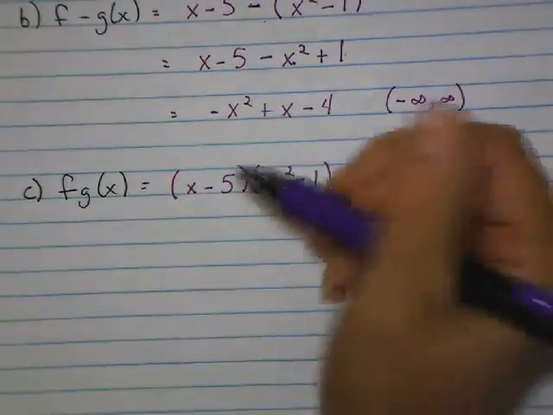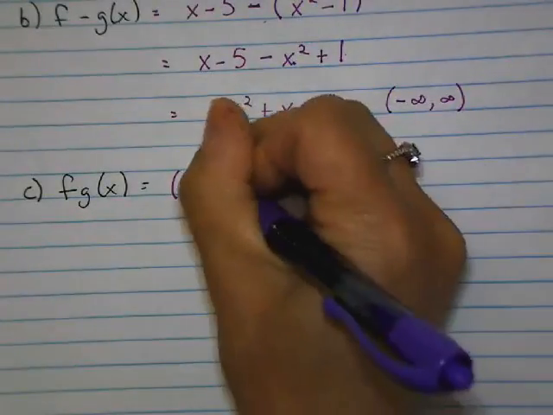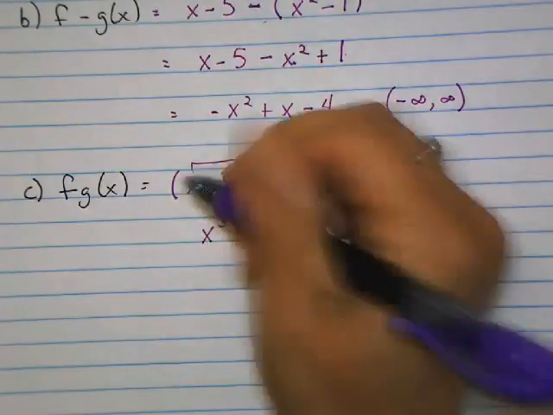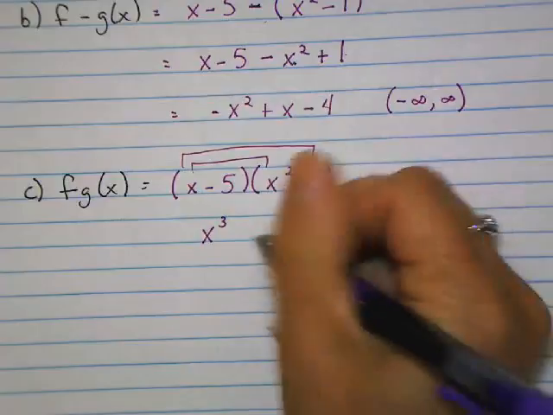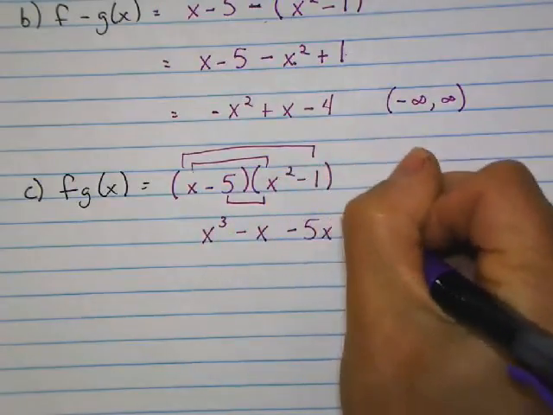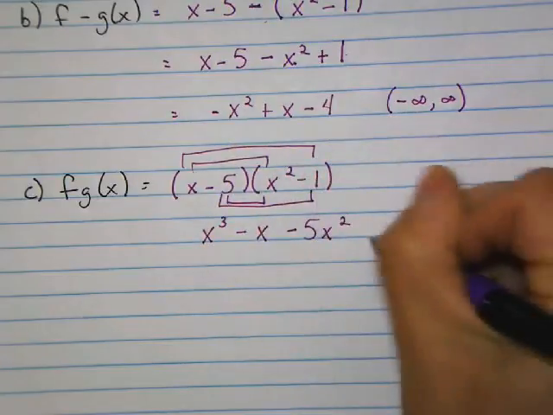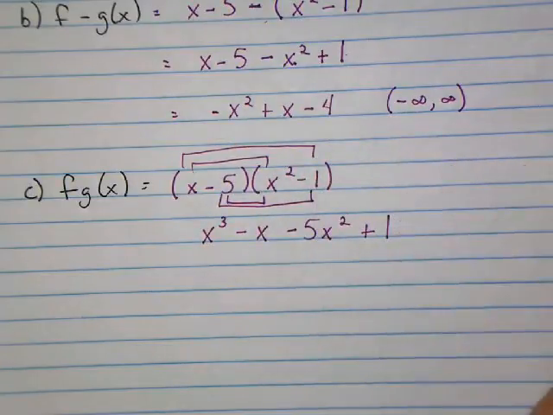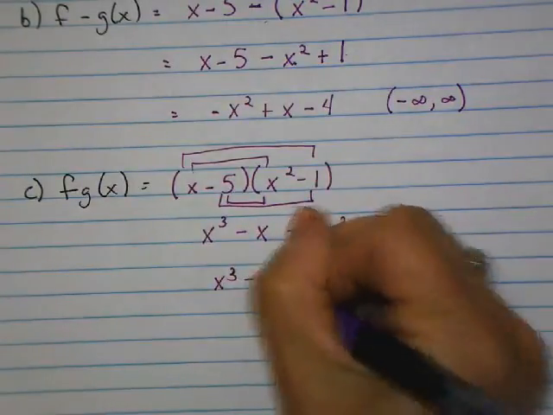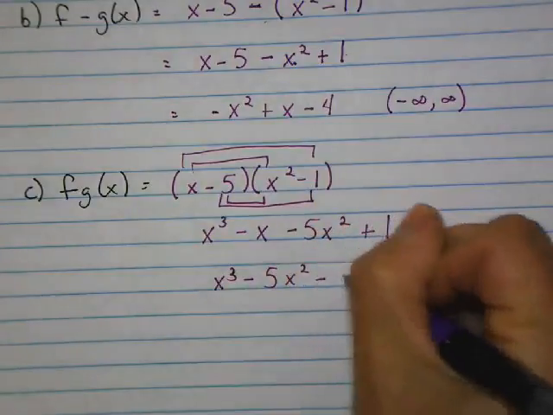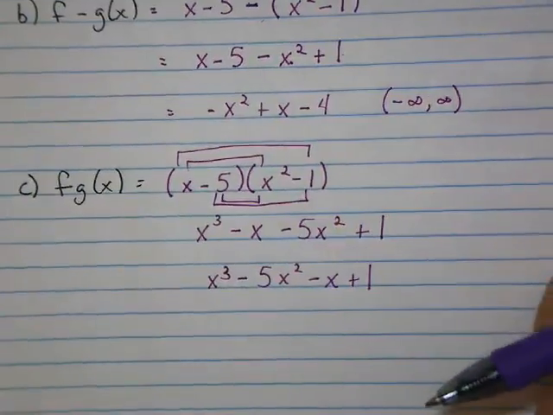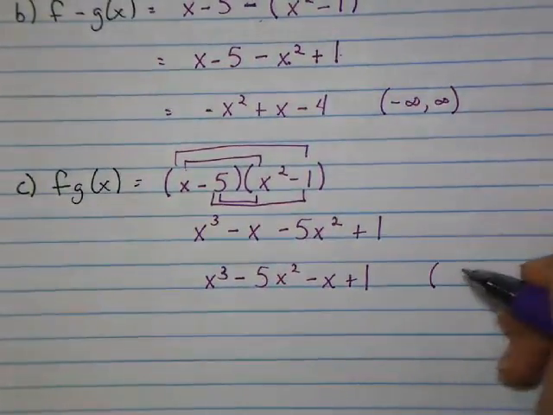So I have x times x squared is x cubed. x times negative 1 is negative x. Negative 5x squared. Negative 5 times negative 1 is positive 1. So I'm going to put them, remember we always want them in descending order, x cubed minus 5x squared minus x plus 1. This is a cubic function, so it also has no denominator, no radicals, so its domain is negative infinity to infinity.